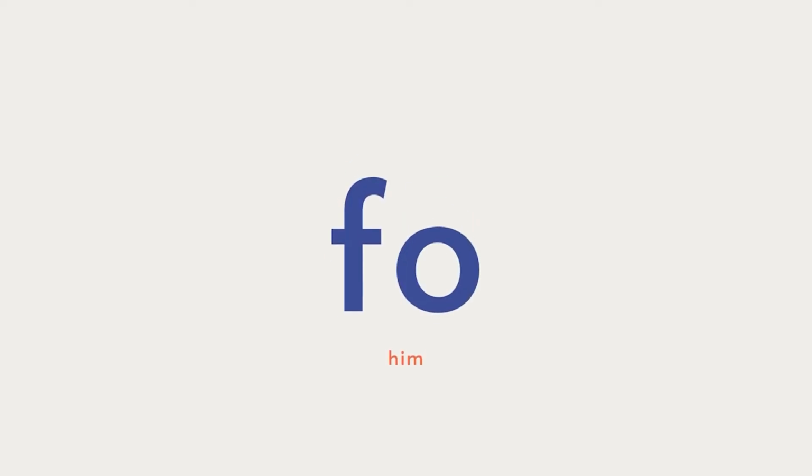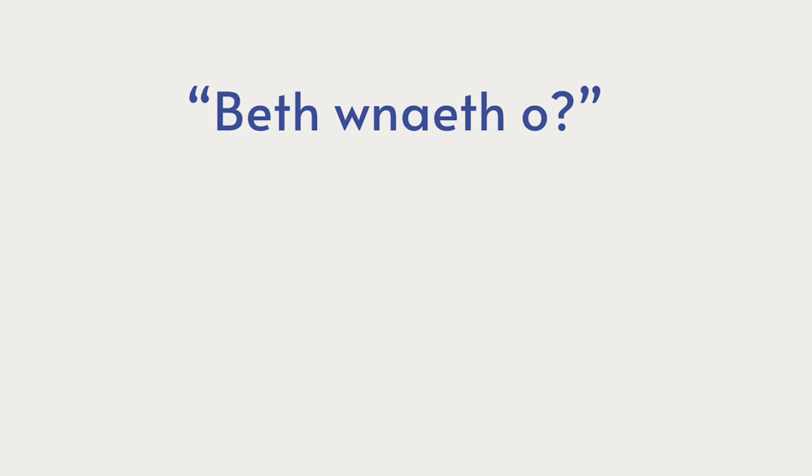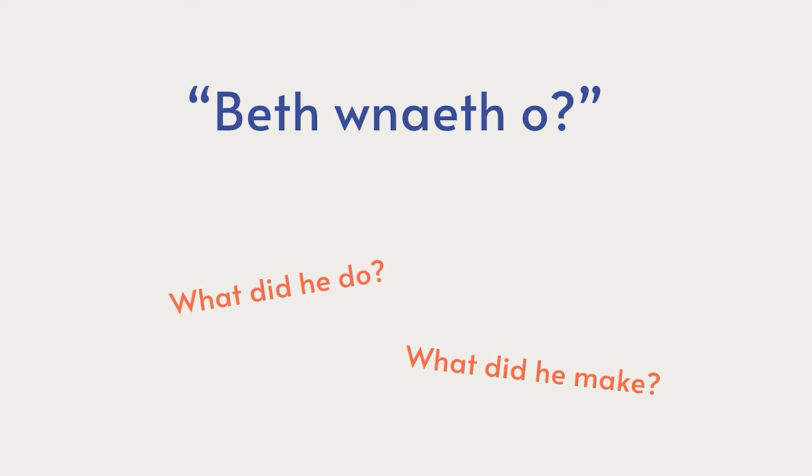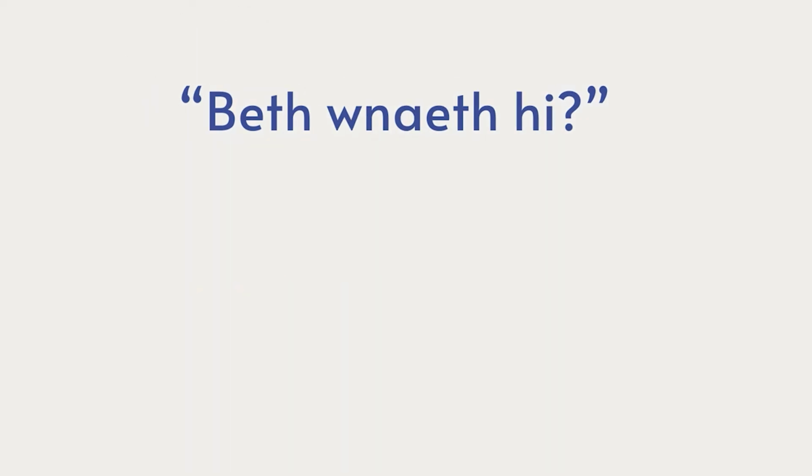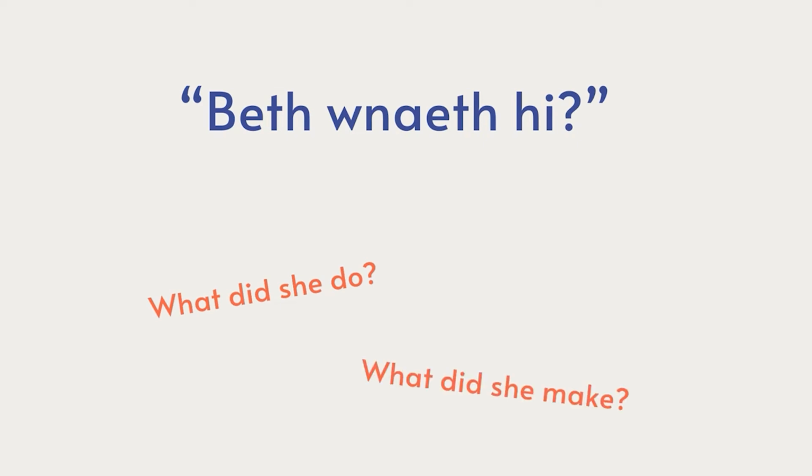Now we'll try a question with fo, him, he, her, or a person's name in it. Be wnaeth o means what did he do? Or what did he make? You try it. Be wnaeth o? Be wnaeth hi means what did she do? Or what did she make? You try it. Be wnaeth hi?